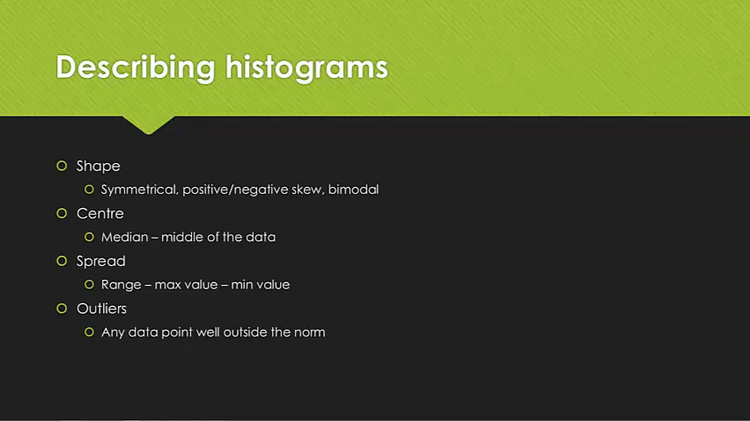So how do we describe our histograms? Four key things: shape, center, spread, outliers. Shape refers to whether the data was symmetrical or skewed. Center talks about where the middle of the data was, and we use the median value to represent that. Spread is talking about the range, and range is given by our maximum value minus our minimum value. And finally, outliers: is there any particular data point that sits well outside the rest of our data?